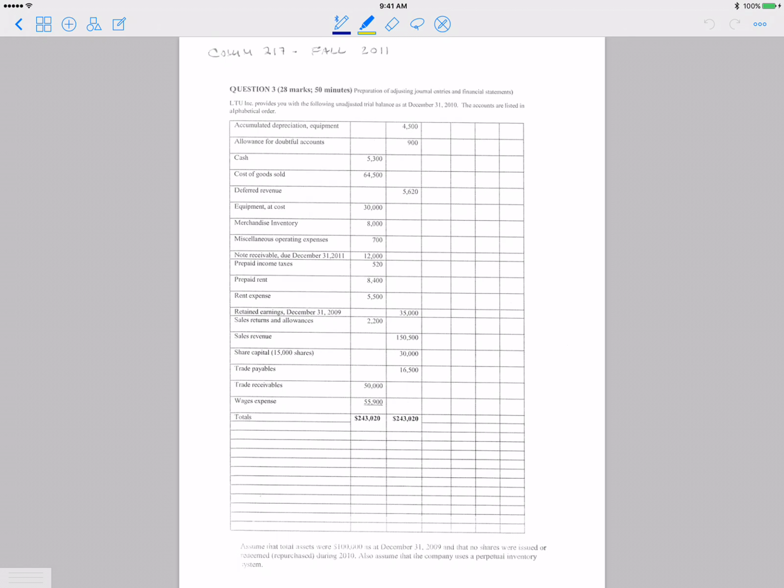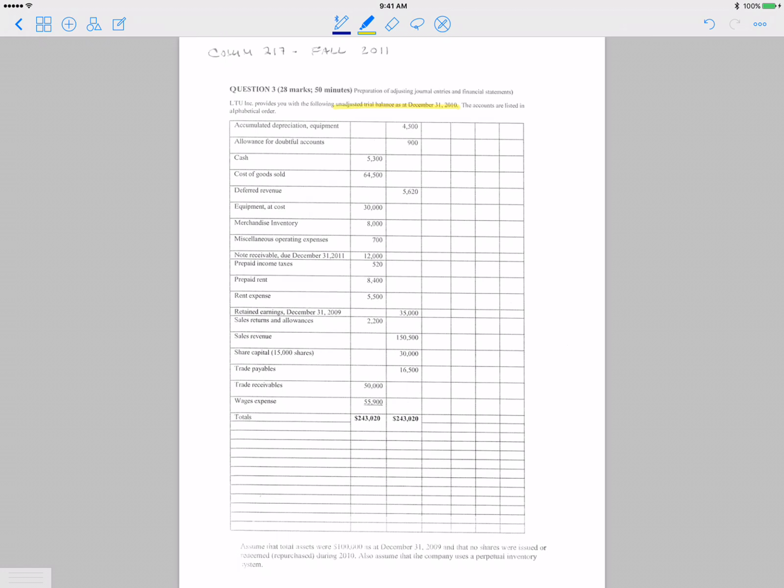So here we're looking at the unadjusted trial balances as at December 31st, 2010. We can read through these quite quickly and see what we're given so far. Note carefully prepaids. Often adjusting entries will involve adjusting prepaid accounts. Why? Because we've prepaid, but then we've used some of that amount. We've incurred an expense, so we need to decrease that prepayment.